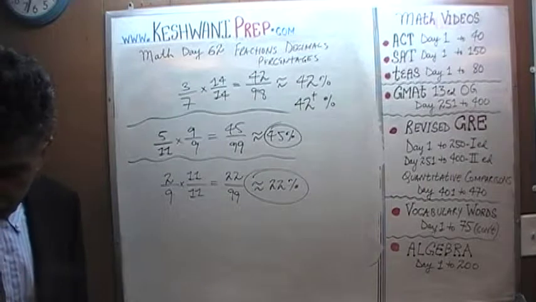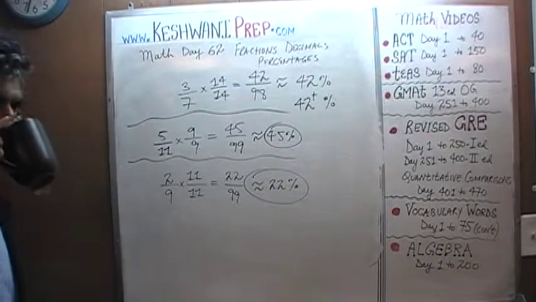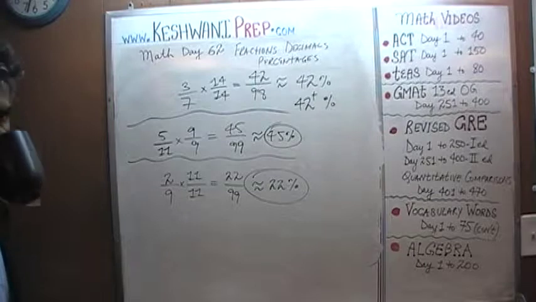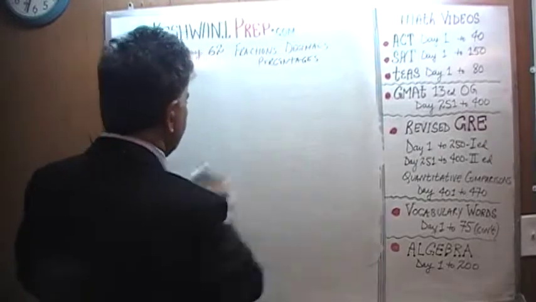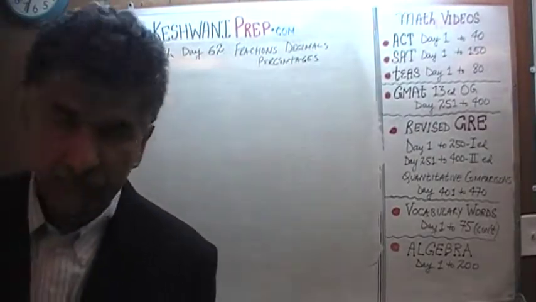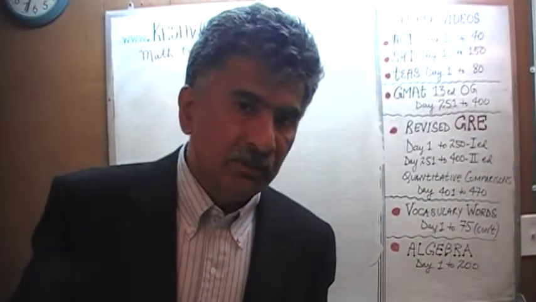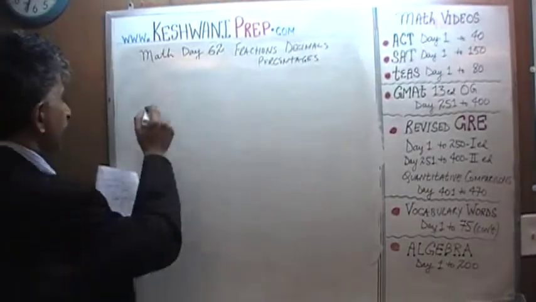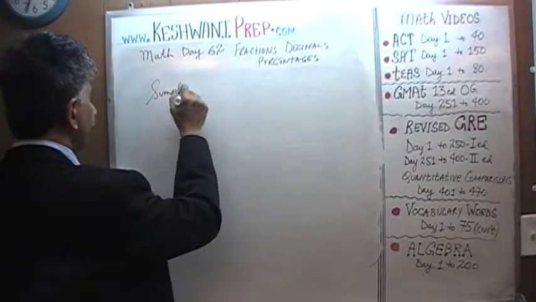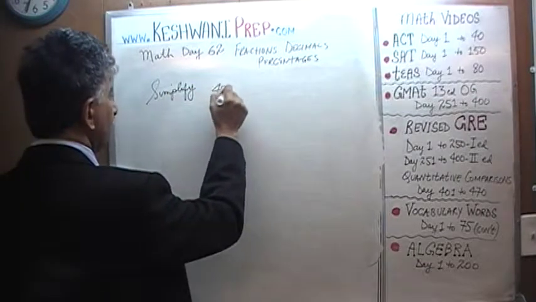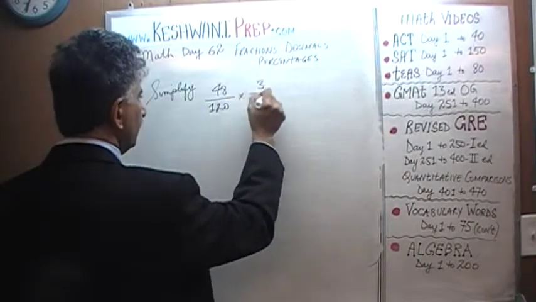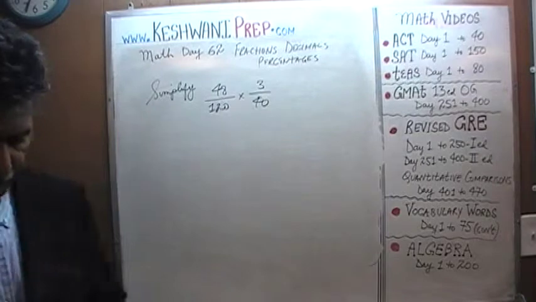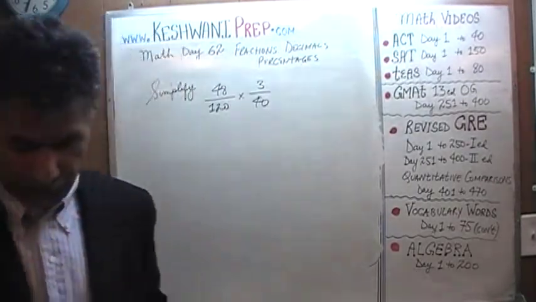Let's do one more. We need the room, so I'm going to erase everything now. Just give me 1 second. Here's the next question for you. I insist that as soon as I put it on the blackboard, you pause the video and do it yourself. We are looking for the decimal form and the percentage form of what is given to us here. We're being asked to simplify 48 over 120 times 3 over 40. Go ahead, pause the video and do it yourself. And then we'll do it together.